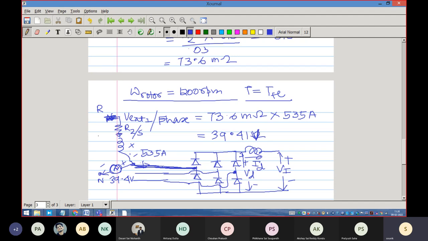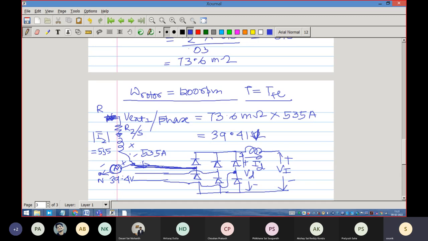This is the current I2, which is unchanged, with magnitude 535 ampere. That is the current, and this is the machine neutral, with respect to which we are injecting a voltage of 39.4 volt. How is that voltage coming? It is coming due to the VD. Just as in our conventional three-phase supply a diode rectifier produces a rectified voltage of VD, as if the three-phase voltage that we are seeing is 39.4 volt.